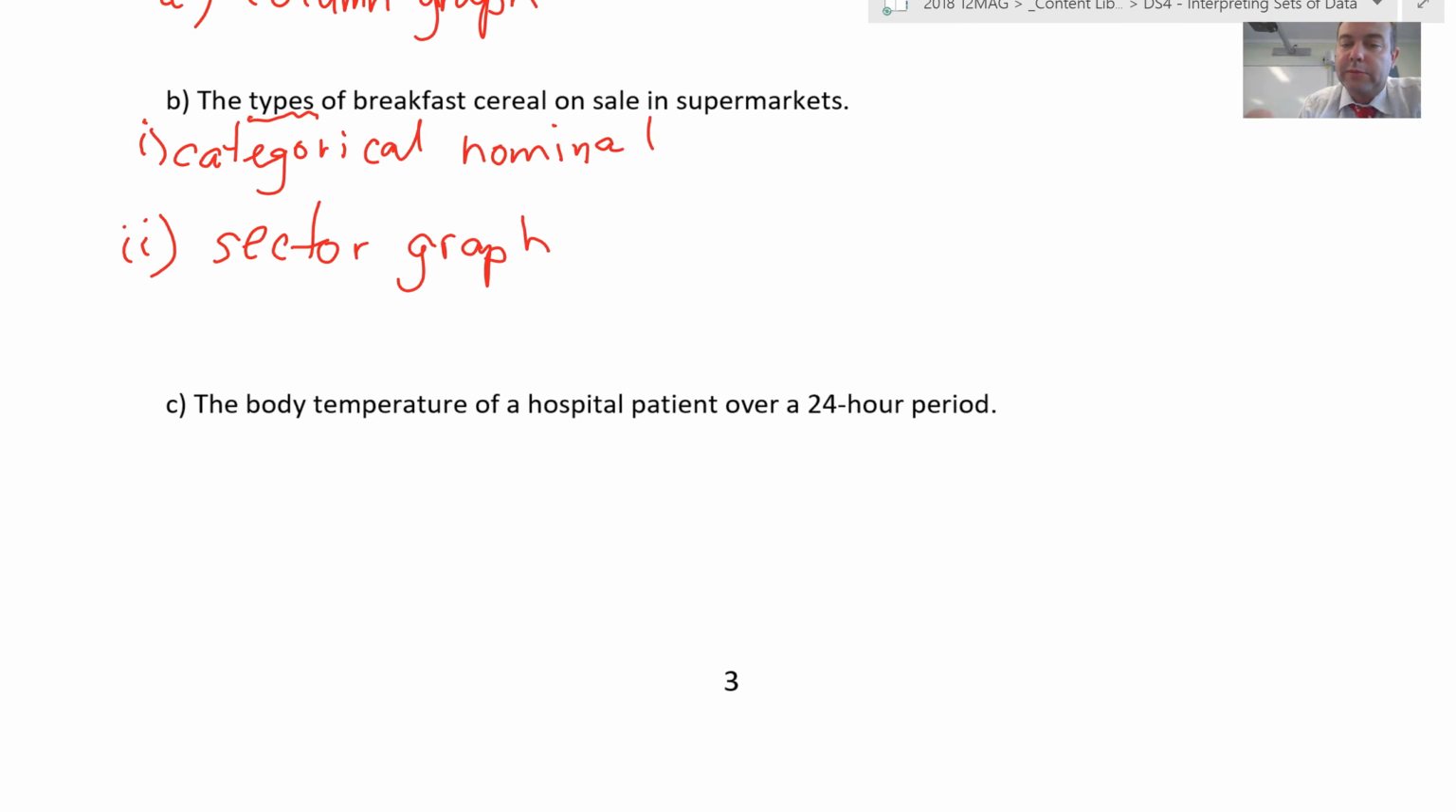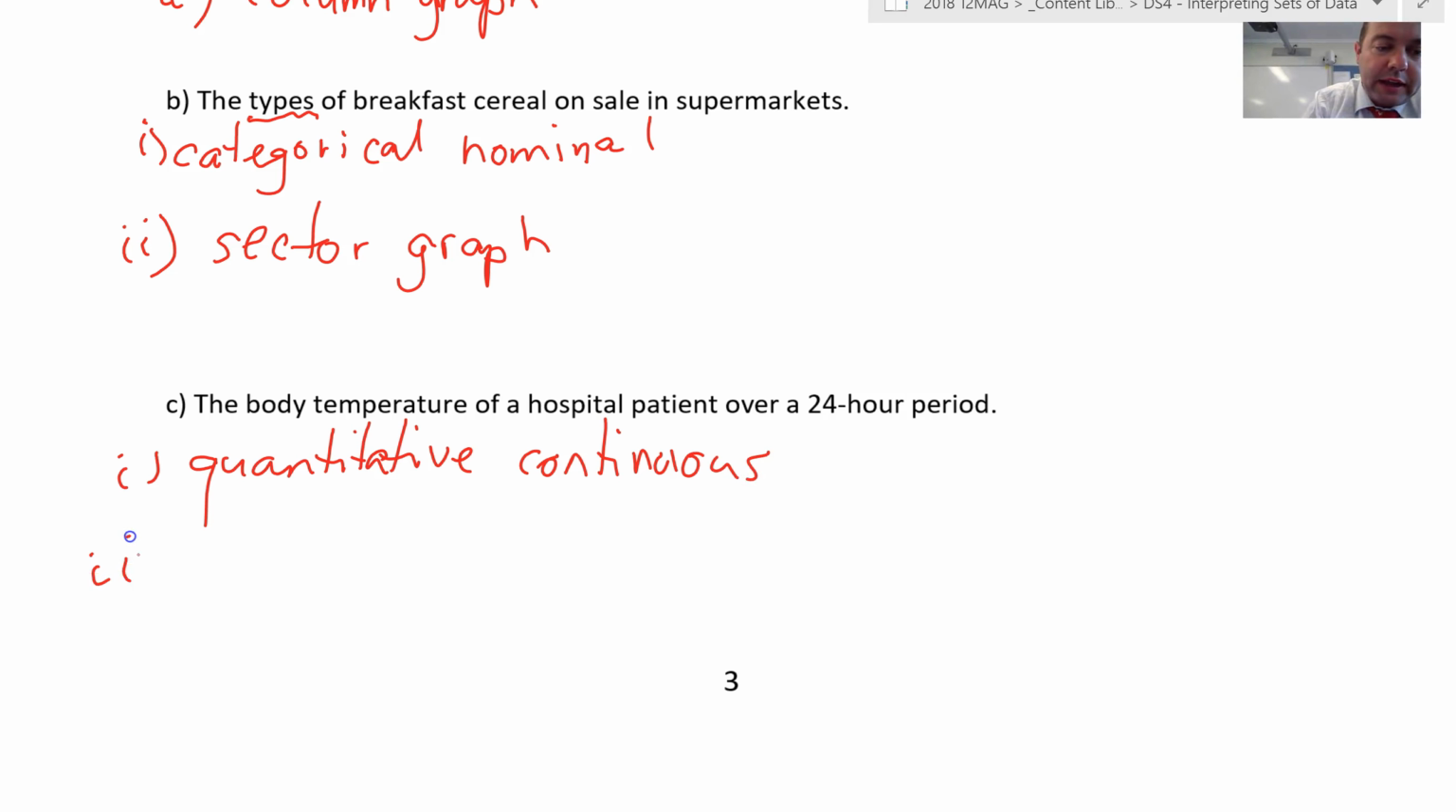Now, the body temperature of a hospital patient over a 24-hour period. I think there's a suggestion that this should be a radar graph, but I don't like that. But I measure the temperature. I measure the temperature using probably a thermometer in degrees Celsius, probably. That is measured, so it's quantitative, continuous, and I like a line graph for that.